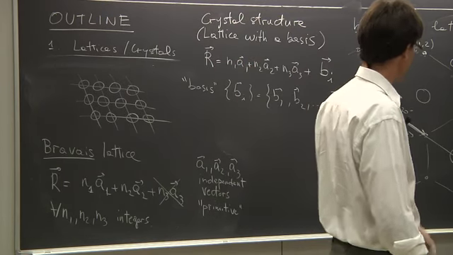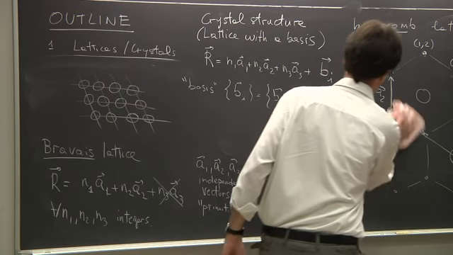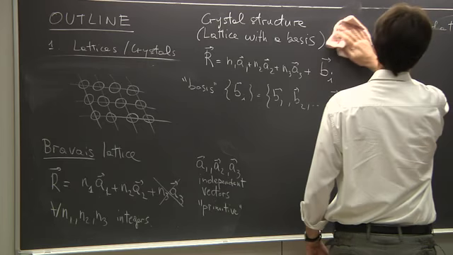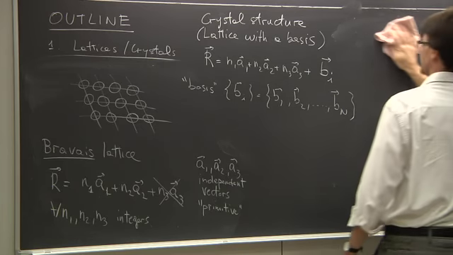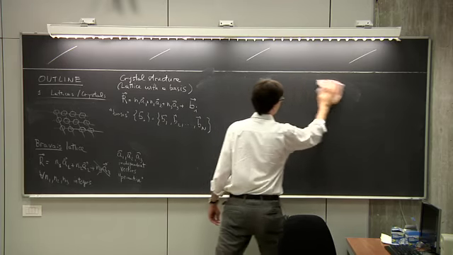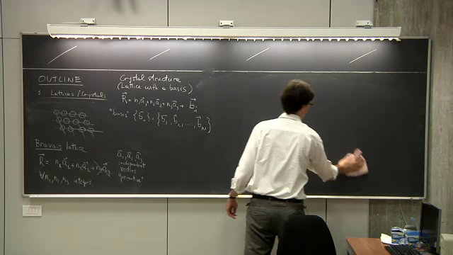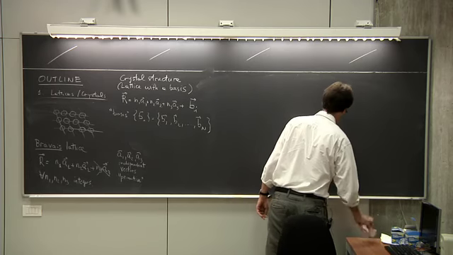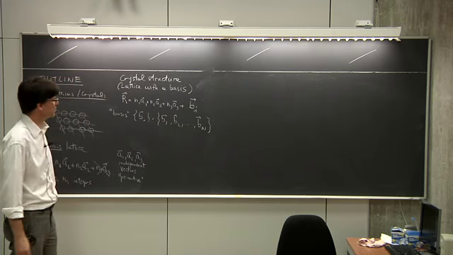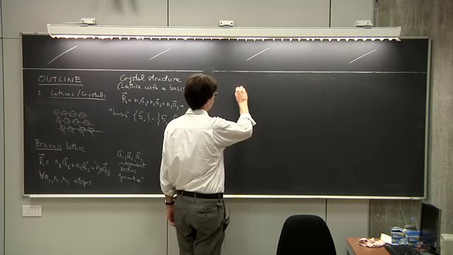Okay? Let me give you an example before we get lost. So now the definition requires more than 3 vectors. It requires 3 plus n vectors in order for me to be able to identify uniquely the lattice with the basis, or the crystal structure. Okay, so let me do it now again in 2 dimensions. Let me start with the square lattice because it's simpler.